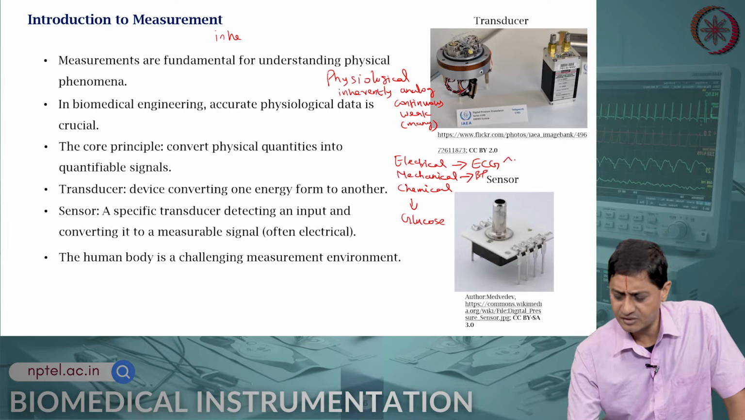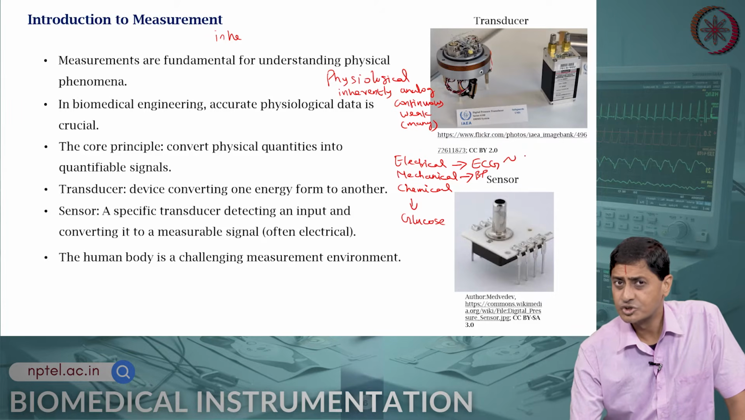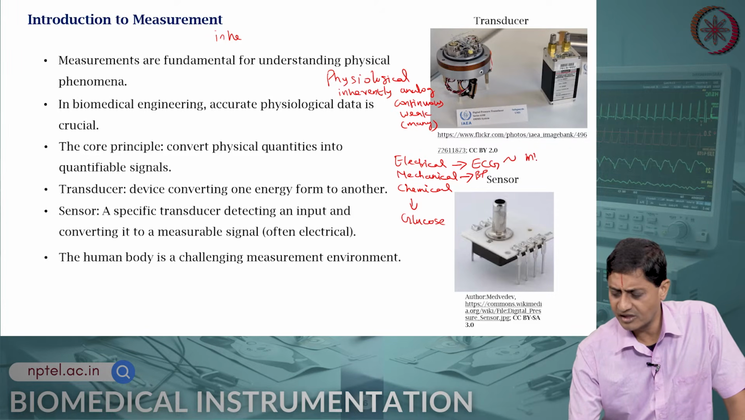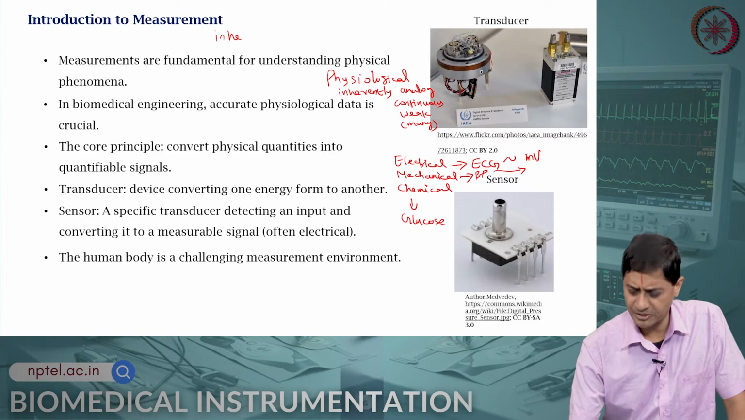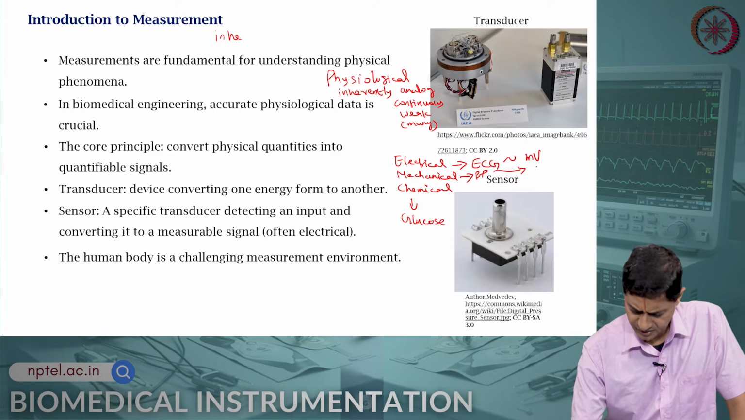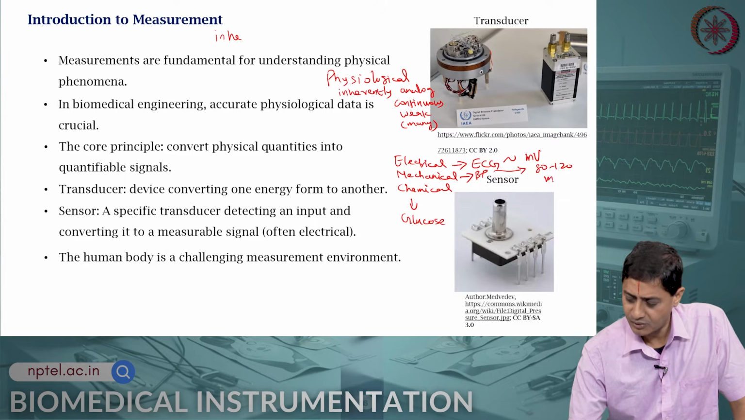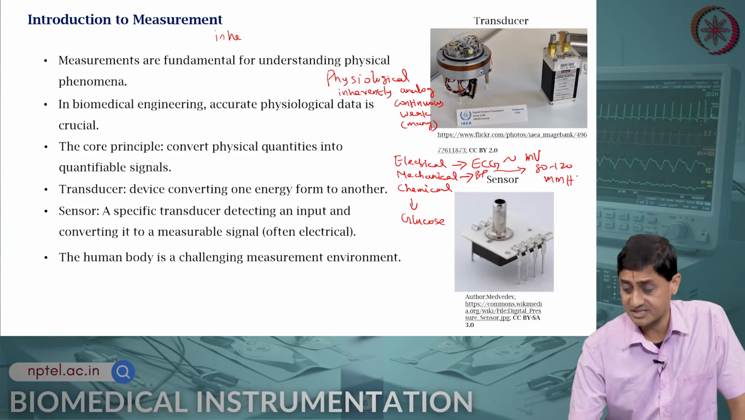So, ECG, what is the usual amplitude? In the order of millivolts. Blood pressure, typical healthy blood pressure is in the order of 80 to 120 millimeter mercury. Note the units.